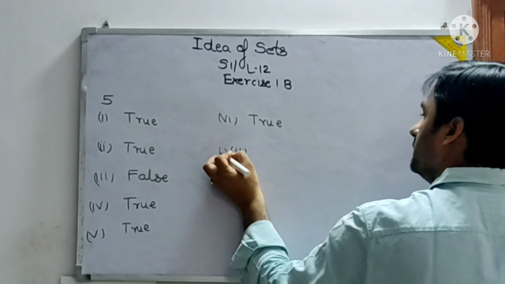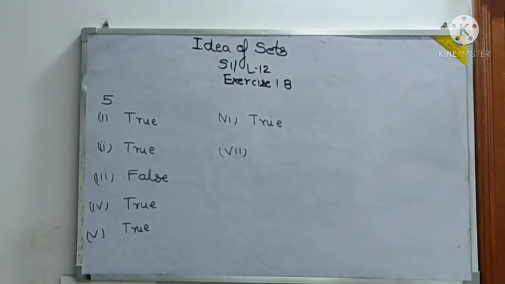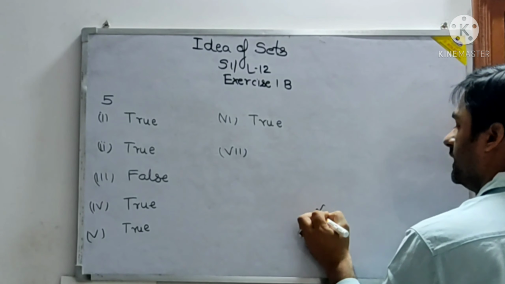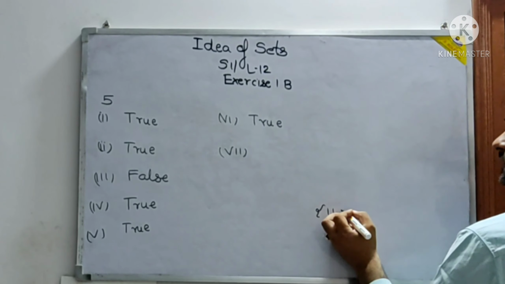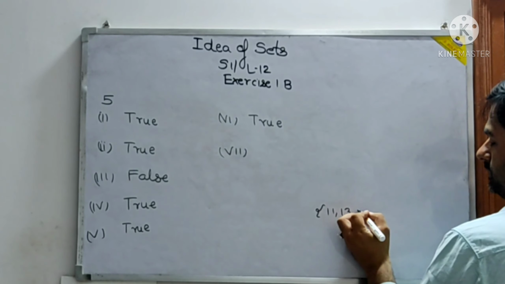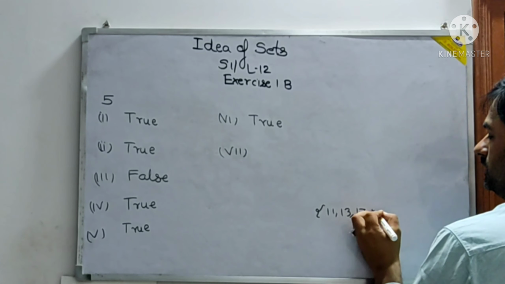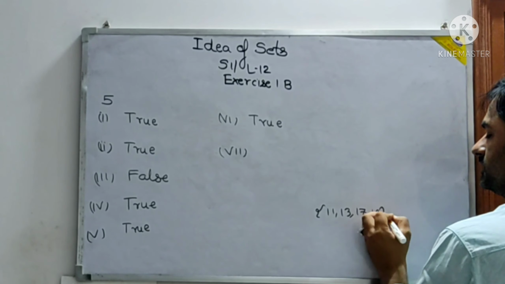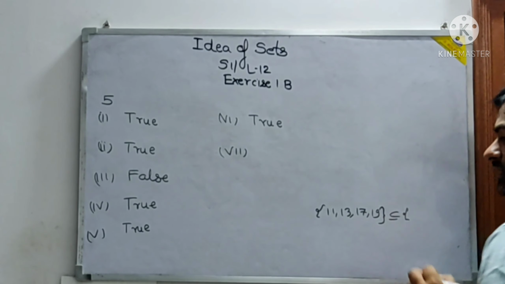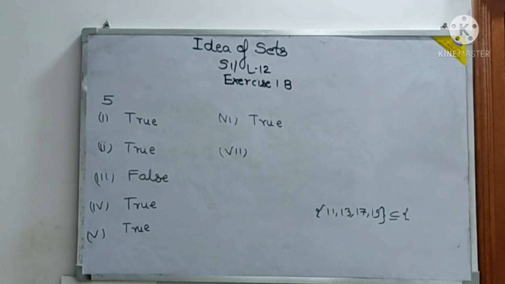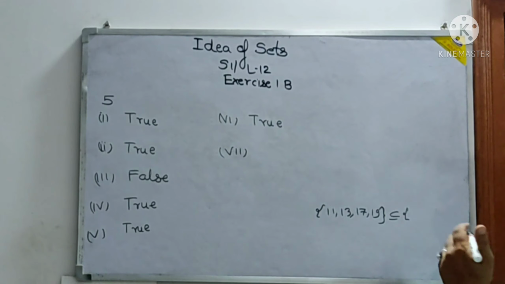Then seventh part, prime number between 10 and 20. So what are prime numbers between 10 and 20? 11, 13, 17, 19. These are the prime numbers. Let us check if they are a subset of. If they are a subset of what? Odd number. X is a odd between 12 and 25, not between more than 12 and less than 25.